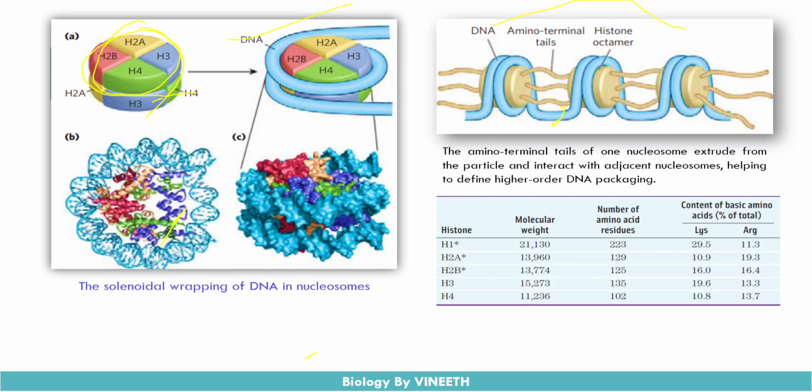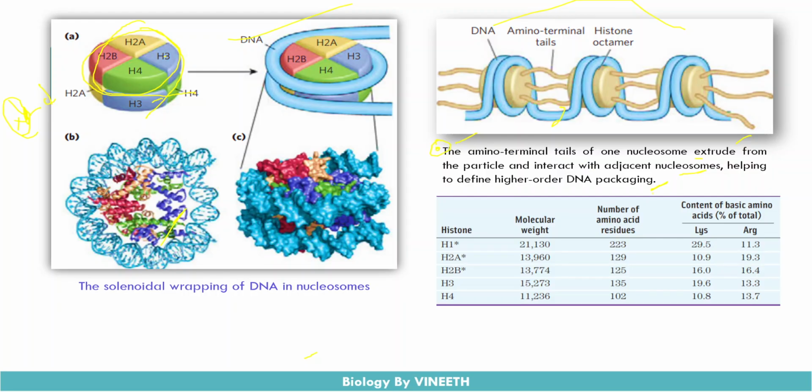Whenever one nucleosome connects with another nucleosome, the amino terminals of the histone proteins are involved. Histone proteins contain an amino terminal as well as a carboxy terminal. We all know this. The amino terminals of these histone proteins extrude out from the nucleosome cores. If you look at this point, the amino terminal tails of one nucleosome extrude from the particle and interact with adjacent nucleosomes. This kind of interaction helps define higher order packing of the DNA.